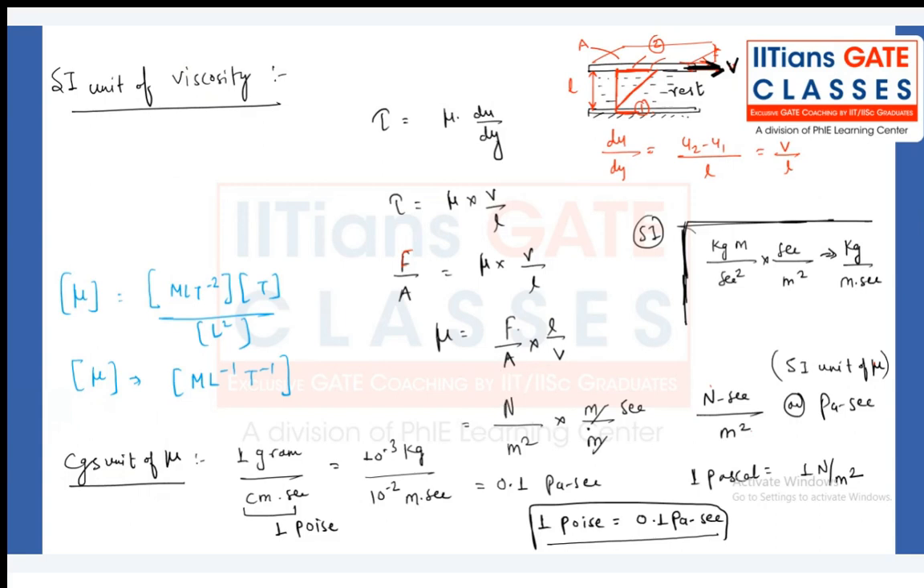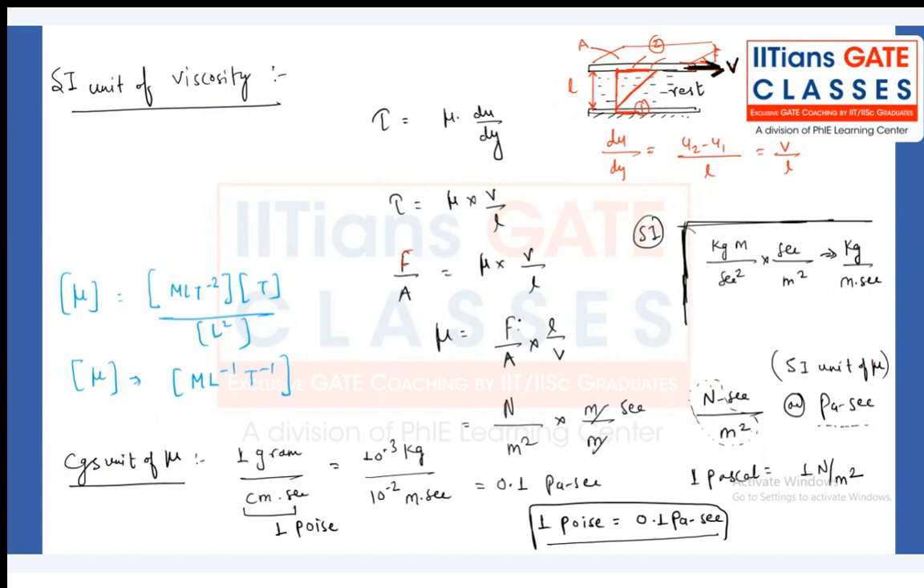Now what is the force? Newton. What is the area? Meter square. What is the length? Meter. What is the velocity? Meter per second. If you simplify, you get Newton second per meter square. Newton per meter square, we already know, is a Pascal. So we can write the SI unit of viscosity as Pascal second.